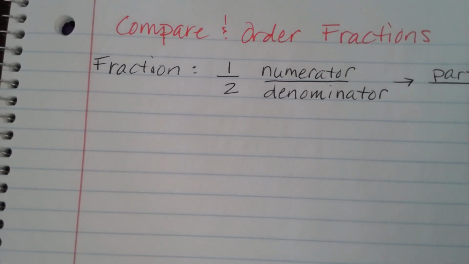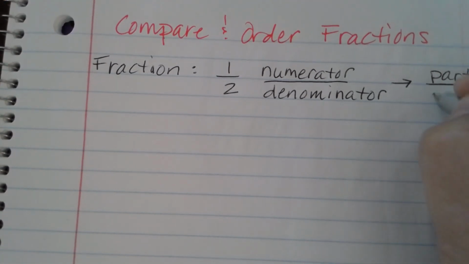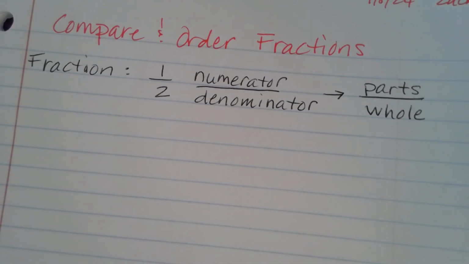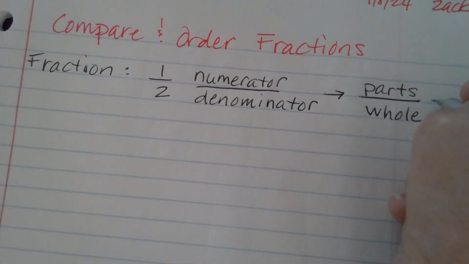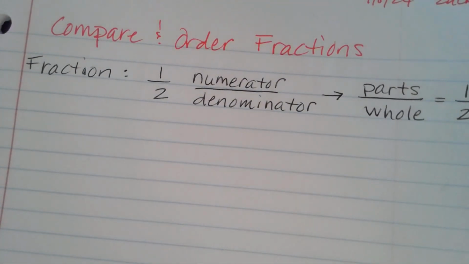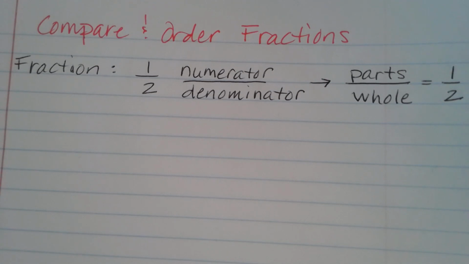Now the bottom number, just as a reminder, is going to represent what the whole looks like. Okay, let me move this over a little bit. So we have the parts over the whole. So for 1/2, that tells me there is one part out of 2 represented. So if I am going to create one whole, I have to have 2 pieces shaded.